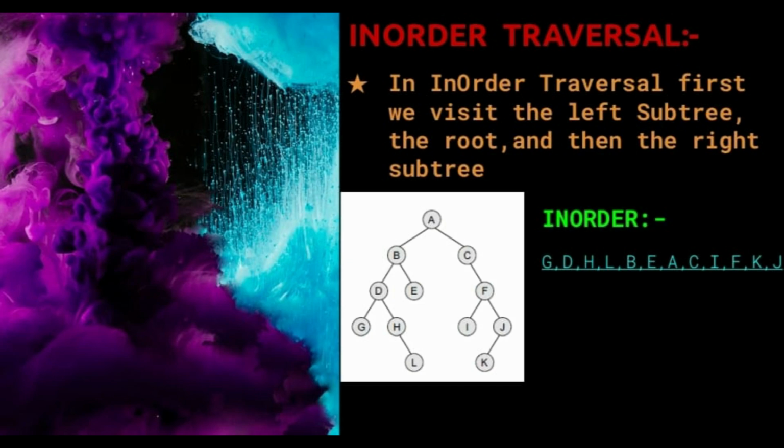Now for D, the left subtree is done. Here we go for the right, which is H. There is a right in that, so we read L. Now the left of D is completely done. Moving towards B, there is a right, which is E. Now the left subtree of A is done, so we can read A. We can go right of A. If we go right, C. C will be read and next there is I, for which the root is F, and K, for which the root is J. Now the in-order traversal is G, D, H, L, B, E, A, C, I, F, K, J.